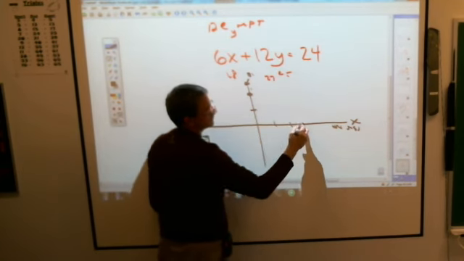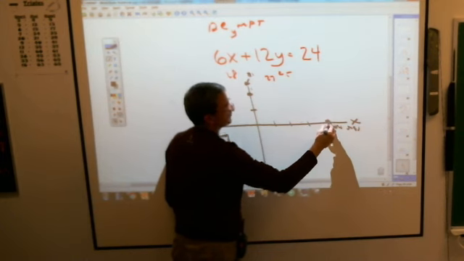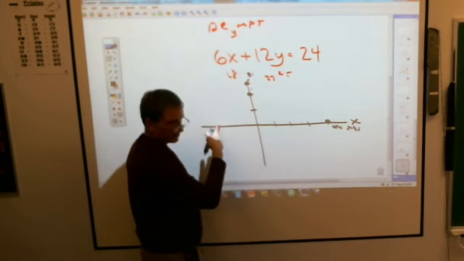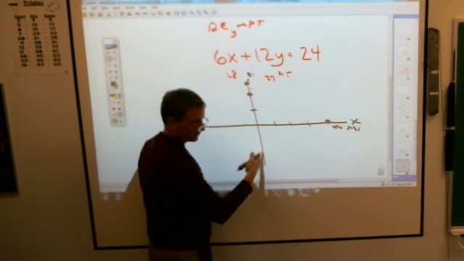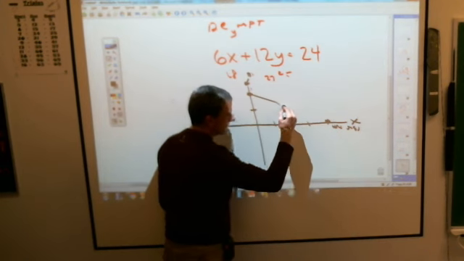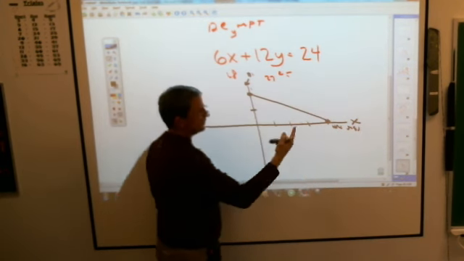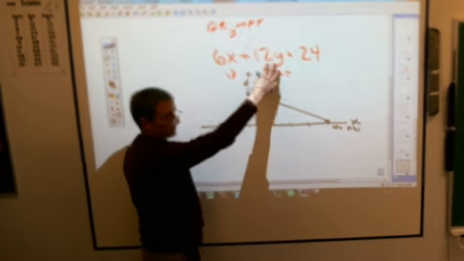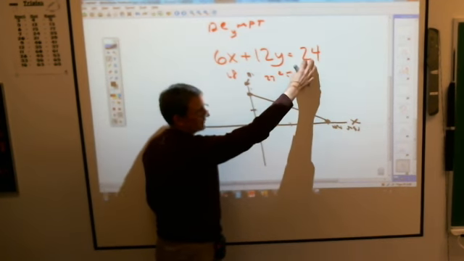1, 2, 3, 4. Okay, first of all, you can't jog negative hours, so there'll be nothing on this side of the line. And you can't bike negative hours, so there's nothing down here. So we have to stay where everything's positive. This line represents all the different combinations of running and biking she could do to get 24 miles.